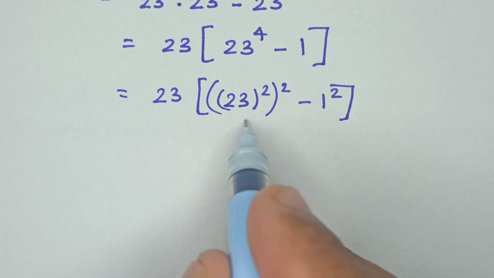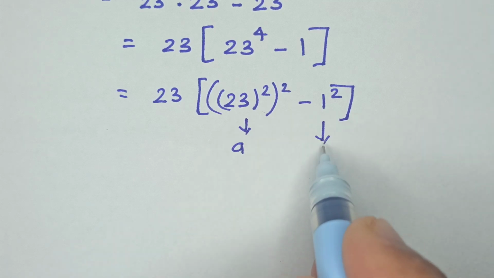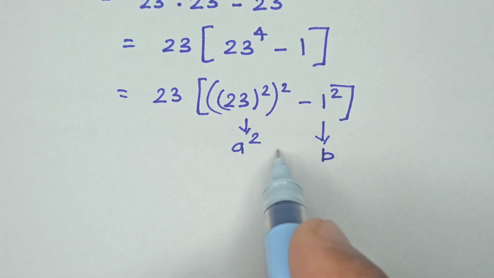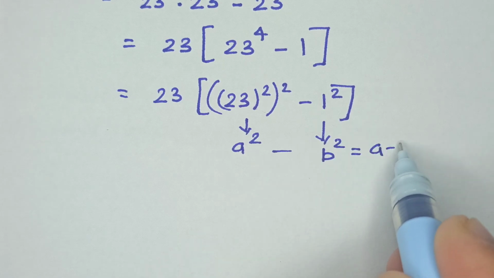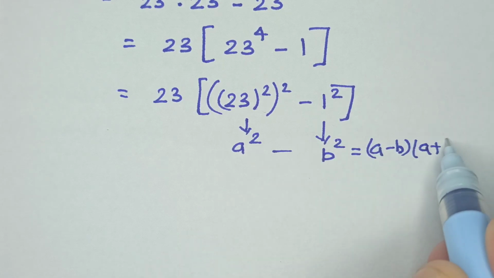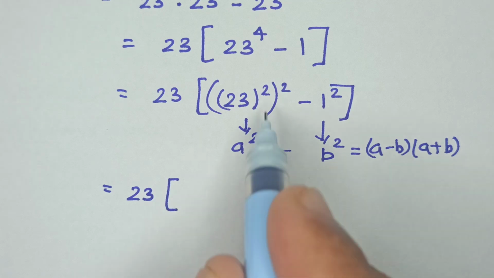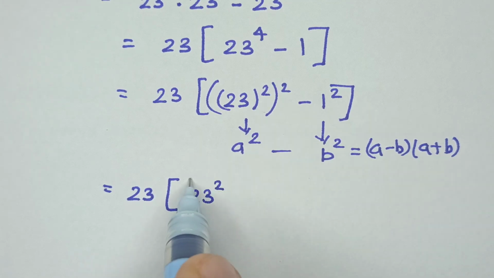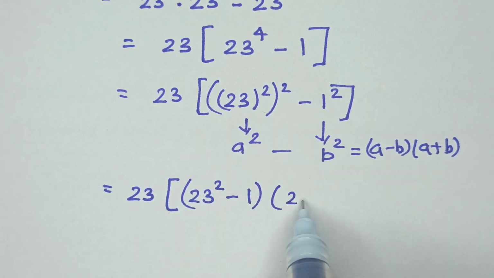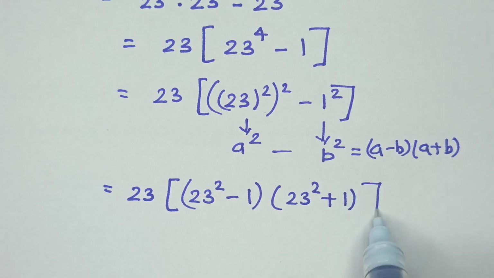Now as you can see, if we take this as a and this as b, then this looks like the identity of a square minus b square, which is a minus b multiplied by a plus b. So let us multiply that. So that is 23 multiplied by 23 square minus 1 multiplied by 23 square plus 1.